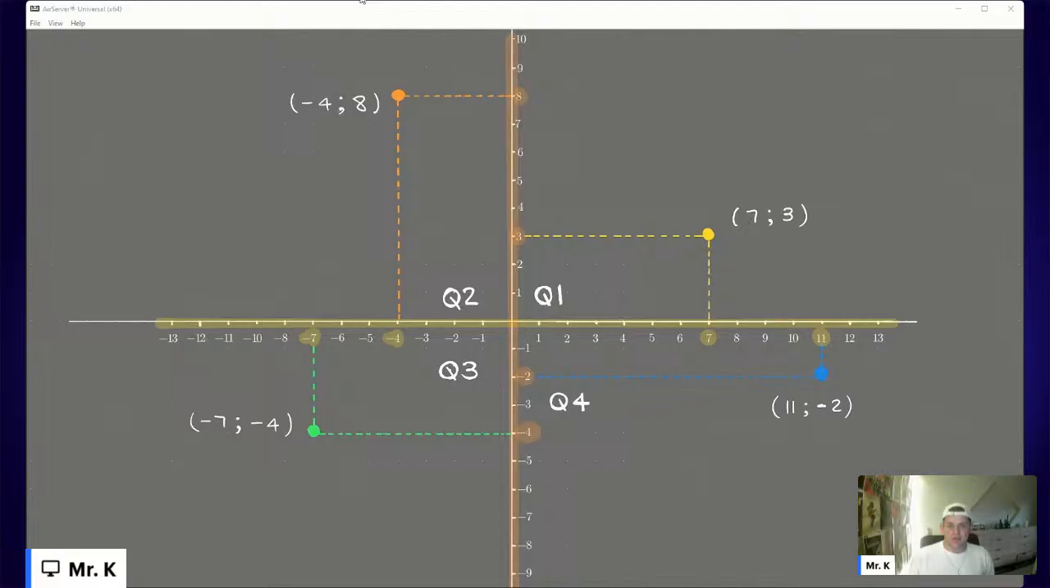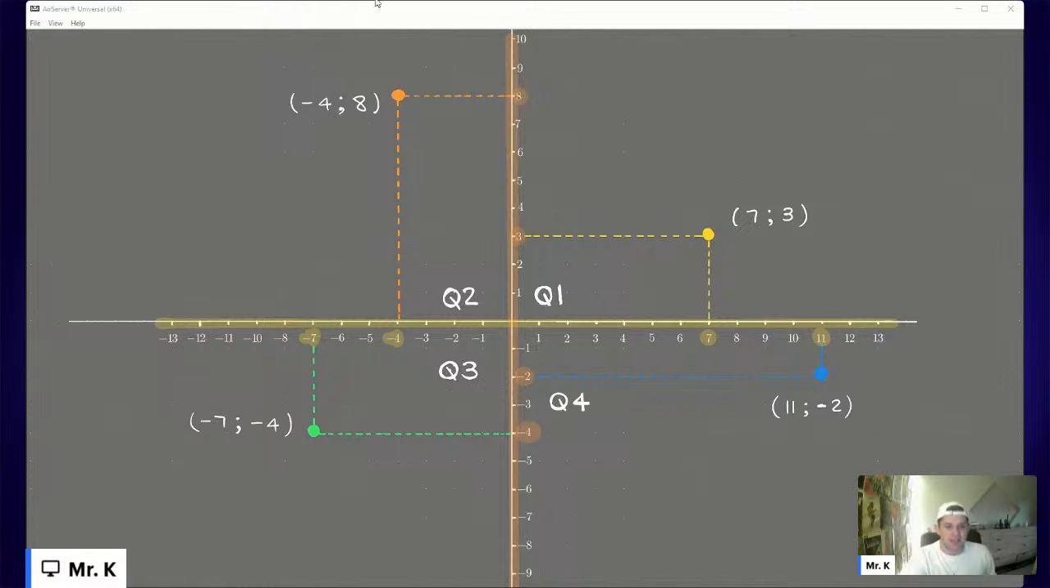So if you guys are asked to identify the quadrant in which a specific dot is sitting, you need to be able to explain which quadrant is 1, 2, 3, and 4. I hope that this is making some sense to you, grade 7s.